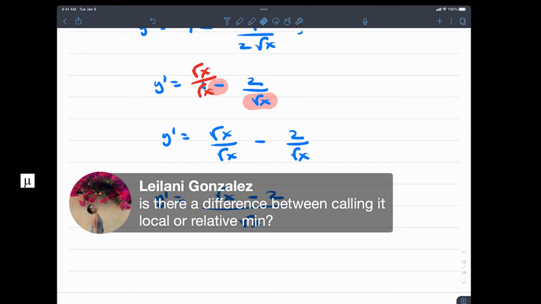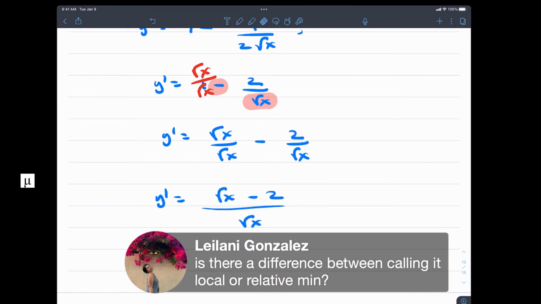And Leilani has a great question. Is there a difference between calling it local or relative? No, Leilani. They're the same meaning. They're the same exact meaning. So whether you want to call it local or relative, it means the same thing. Okay?